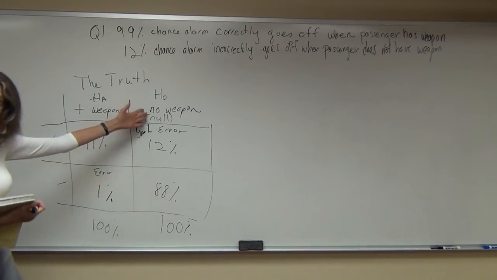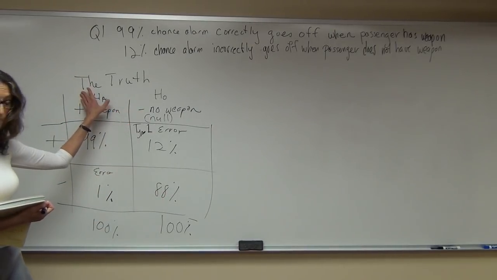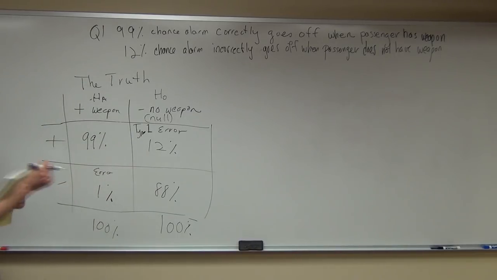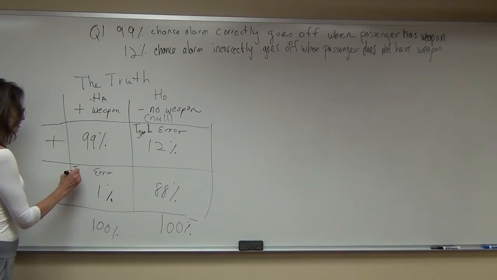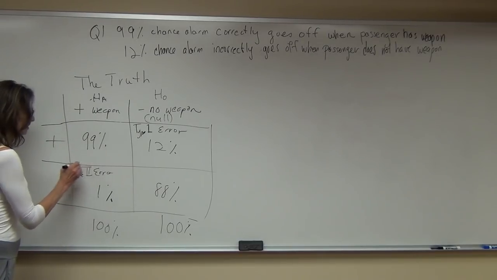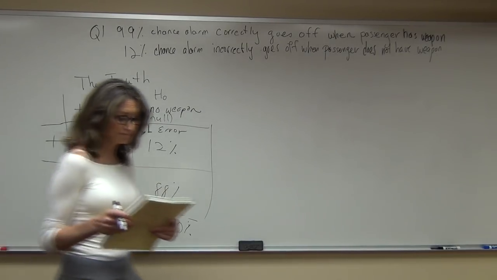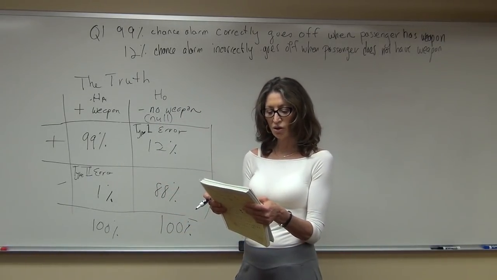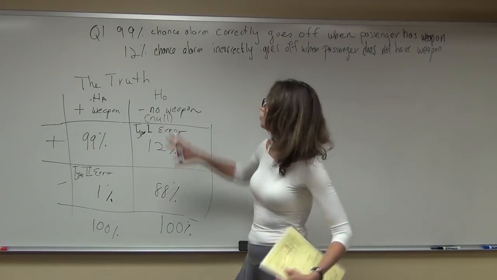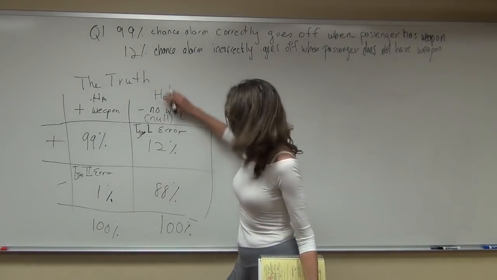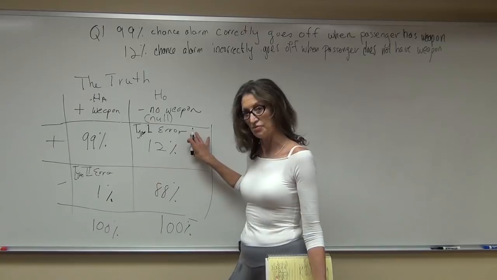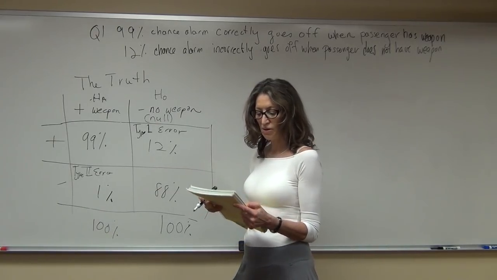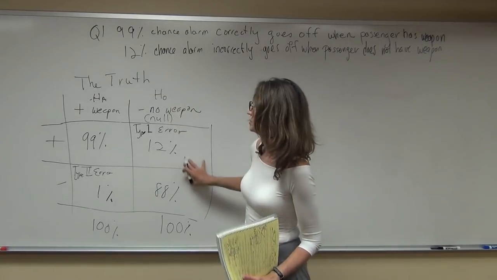The other type of error you can make is, suppose the person really does have a weapon and it fails to go off. That is a type 2 error, right here. Type 2 error. So that's the idea. Now the question asks, a type 1 error can occur only when? Well, only under the null. Only under the null can you make this type of error. So that's your answer for that question, B: only when the null is true.